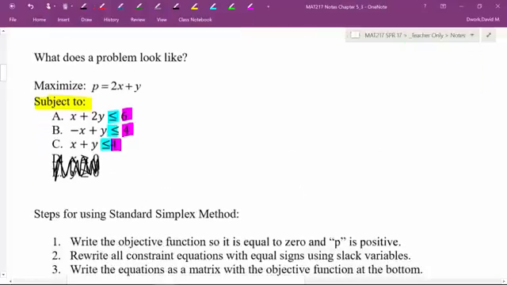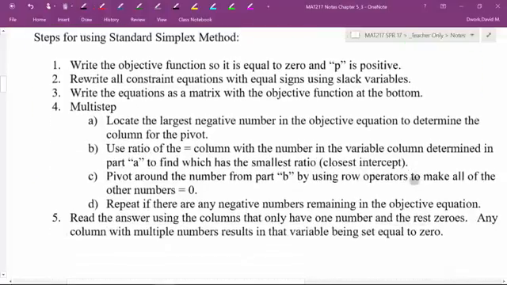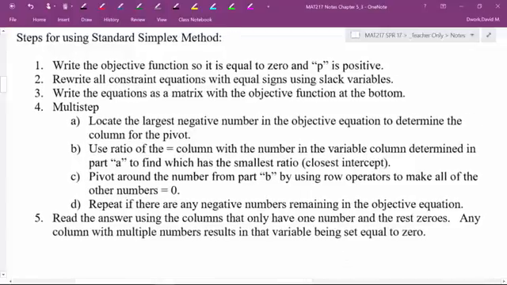Okay? Now, here's the process for doing standard simplex. It's easiest if I work through a problem while we talk through this. So let's make that a whole separate video so we can start from here and watch it over and over, and we're not starting in the middle. So I'll see you at the next video.